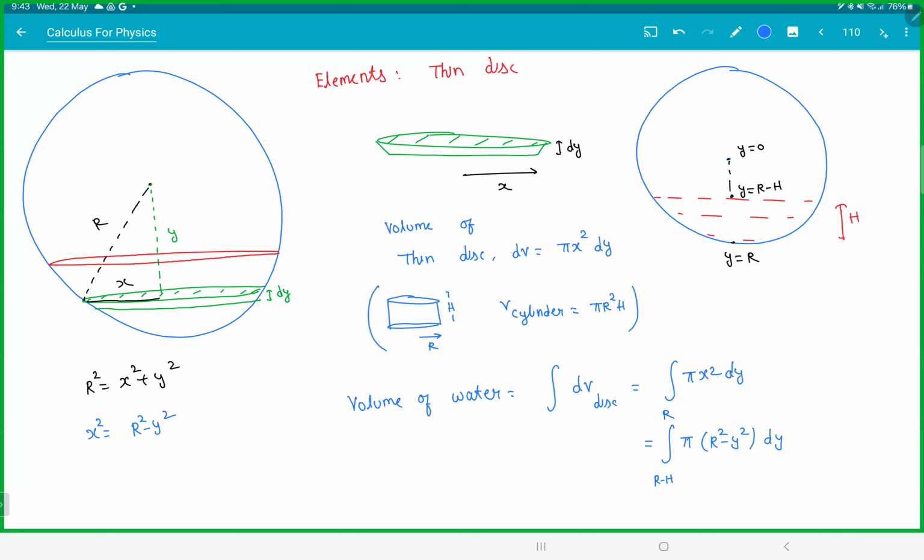Do have a look at the steps. Anyone not convinced with this? Anyone, anything that you feel like, oh, what is this? Please ask, don't hesitate. Get it cleared. Clear? Great. Now let's integrate this.